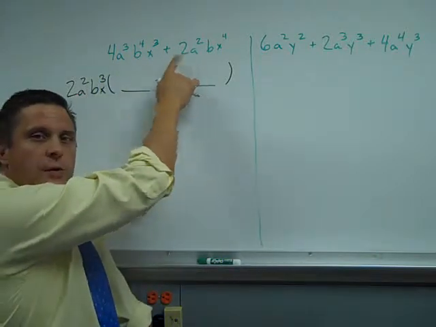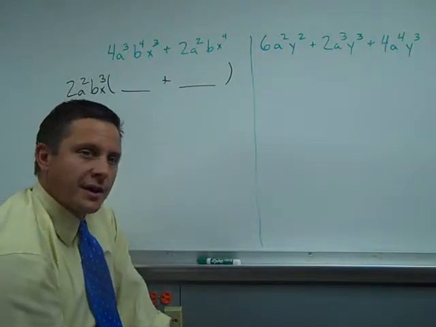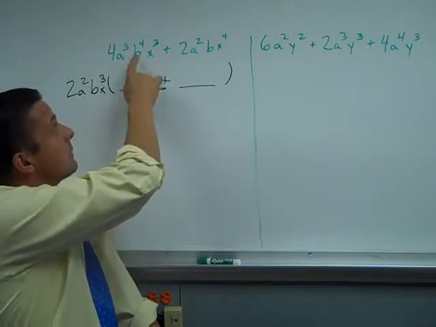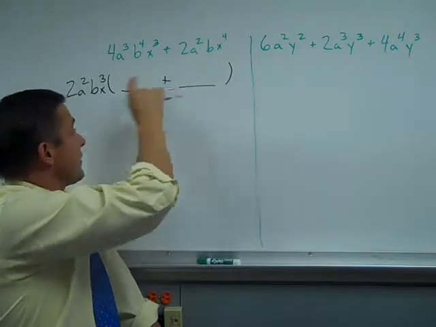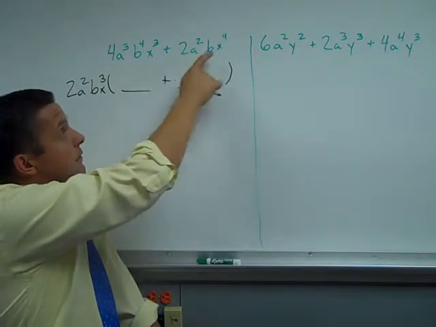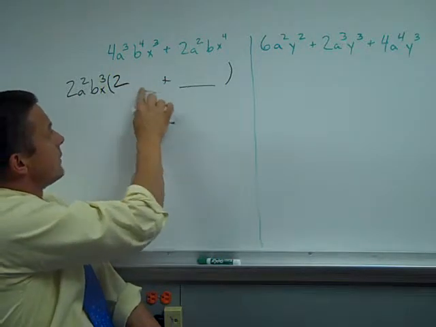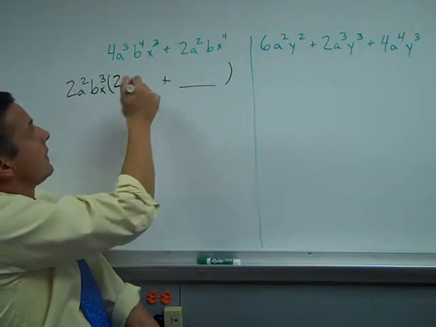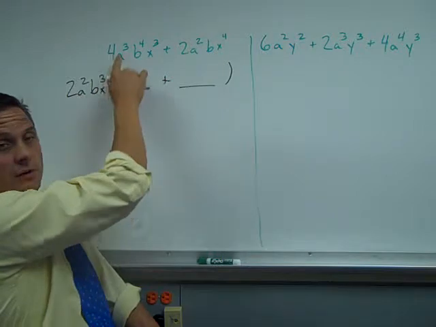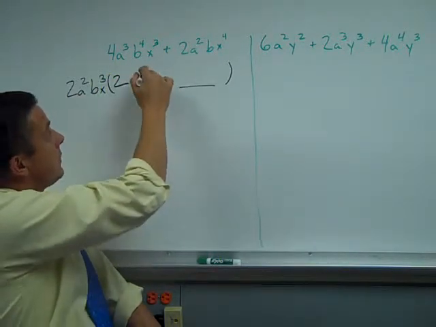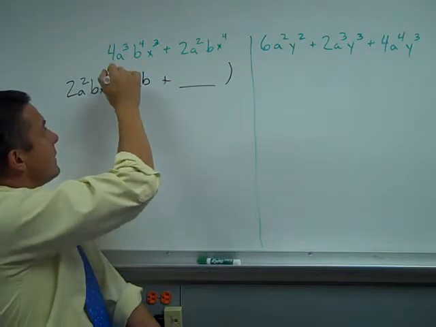I see 4 and 2, and I know 2 comes out. That's the greatest common factor. a cubed, a squared, so I can take 2 a's. b to the 4th and just single b to the 1, which means I can take b to the 1. x cubed, x to the 4th, so I take x cubed. That leaves me a 2 here, because 2 times 2 makes 4. I need another a, because a times a squared is a cubed. I need 3 b's, and again, maybe I got this a little tight.